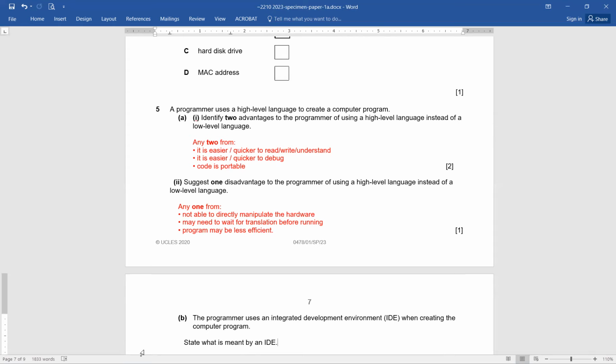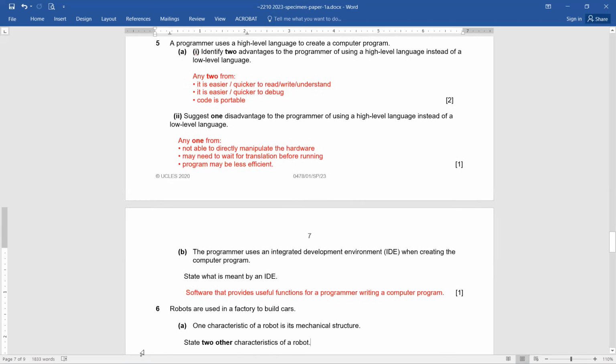Suggest one disadvantage to the programmer of using a high-level language instead of a low-level language. So, not able to directly manipulate the hardware, may need to wait for translation before running the program, program may be less efficient. So these are a few of the disadvantages or limitations of high-level language. Although there are many benefits, that is why they have become very popular, but still they have a few drawbacks. And if a student has written any of this, then he will definitely score 1 out of 1.